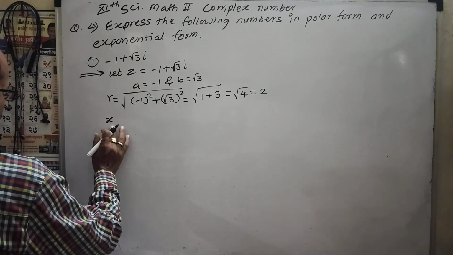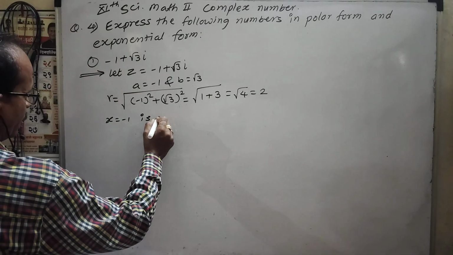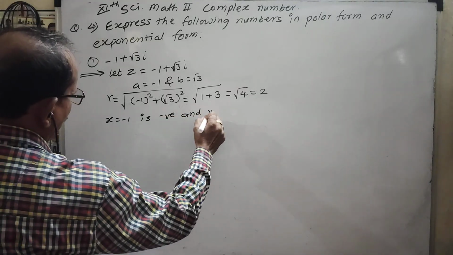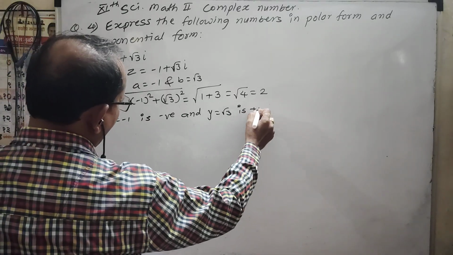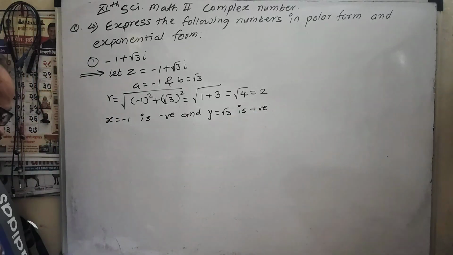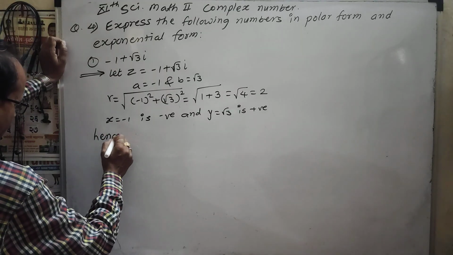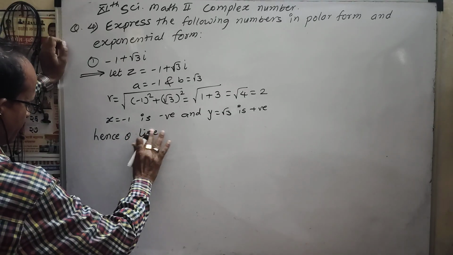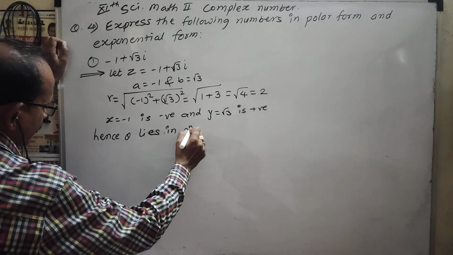x is equal to minus 1 is negative, and y is equal to root 3 is positive. Hence theta lies in the second quadrant.